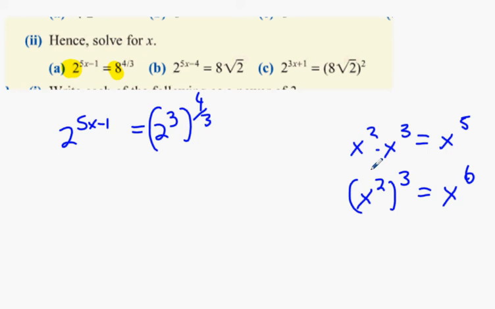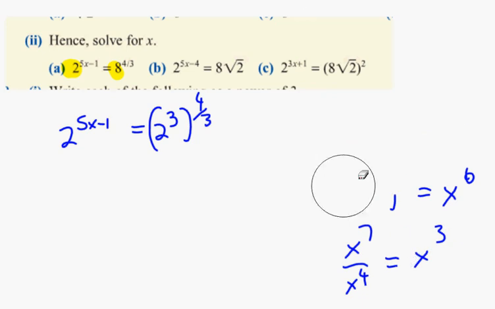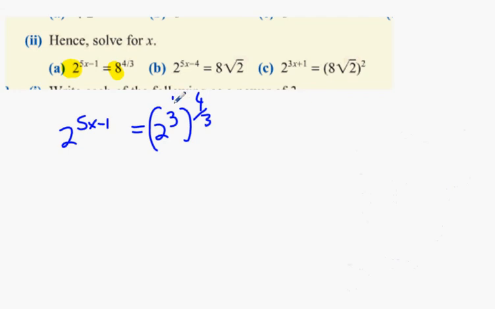Got it? Okay. And what about the next one, guys? What about x7 divided by x4? x3. In cases like that, you take them away. So what we have here is 2 powers, but only 1 base number. So what do we do? Do I add them or multiply them? Multiply them. 3 times 4 over 3 in your calculator.